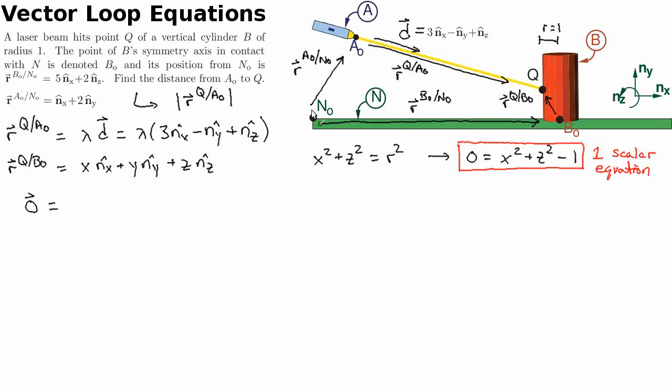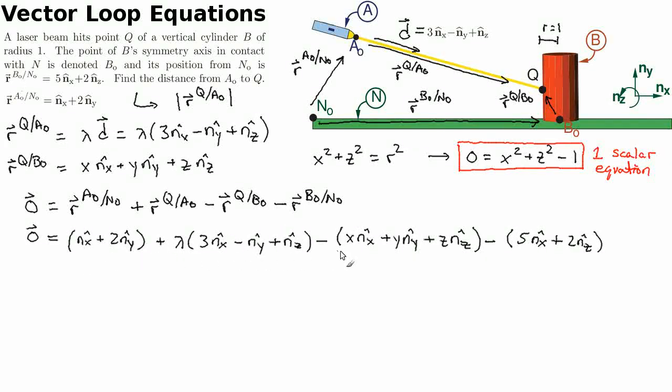So say we start at NO, we're going to go plus the position vector of AO from NO, and then we're going to go plus the position vector of Q from AO, and then we're going to go in the opposite direction of the position of Q from BO. So we'll just apply a minus sign. And then again, we're going to go opposite the position vector of BO from NO, so another minus sign. So in this equation, we've plugged in the values of all the position vectors. And we could simplify this, but really we'll just continue from here.